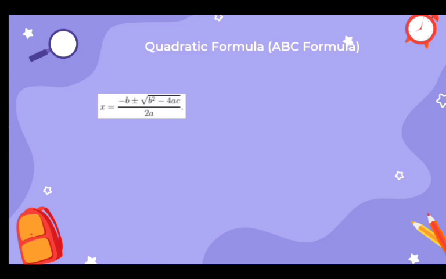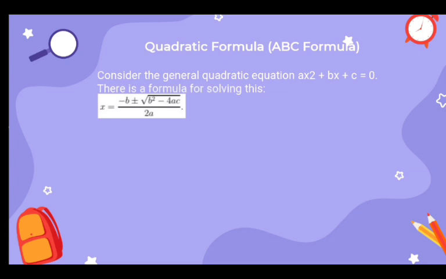Next, the quadratic formula or ABC formula. Consider the general quadratic equation ax squared plus bx plus c equals 0. There is a formula for solving this. x equals negative b positive or negative square root of b squared minus 4ac over 2a. It is so important that you should learn it.